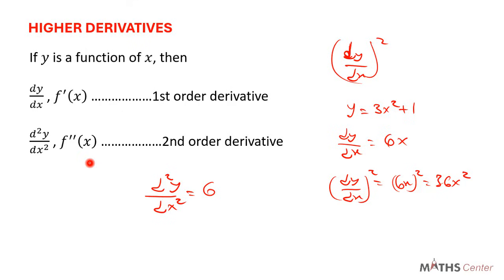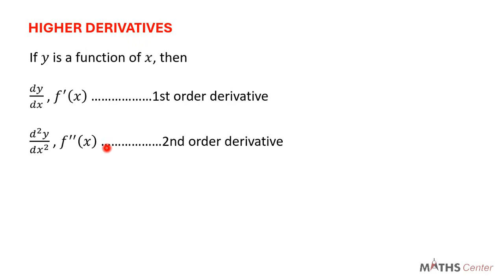So that will give you the second order derivative. And as you can see here, the second order derivative can also be denoted as f prime prime of x. The first order derivative is f prime of x. The second order derivative is f prime prime of x. In some books, you see it as y prime prime. So the first order derivative can be written as y prime. The second order derivative as y prime prime.